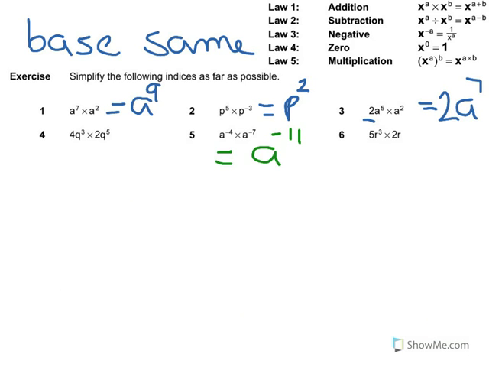Question 5, the base is the same in both, it's a, so all you've got to do is add the 2 numbers, the 2 indices. So minus 4 plus minus 7 is minus 11, so a to the power of minus 11. In question 6, the 5 times the 2 will get us 10. Base is the same, we've got 2 r's, so we've got r to the power of 3 times r to the power of 1. We won't normally write a 1. Add the indices, r to the power of 4. Watch out for that when you've just got r or x, any letter.